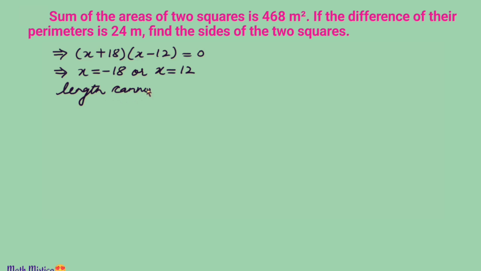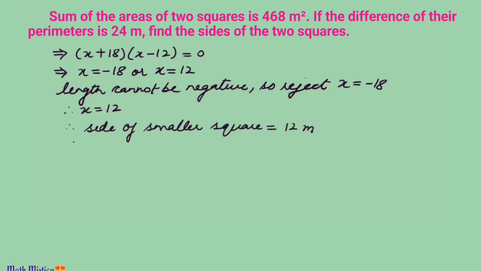Lengths cannot be negative, so we will reject x equal to minus 18. Therefore, the side of the smaller square is 12 meters. And the side of the bigger square is 12 plus 6, that is 18 meters.